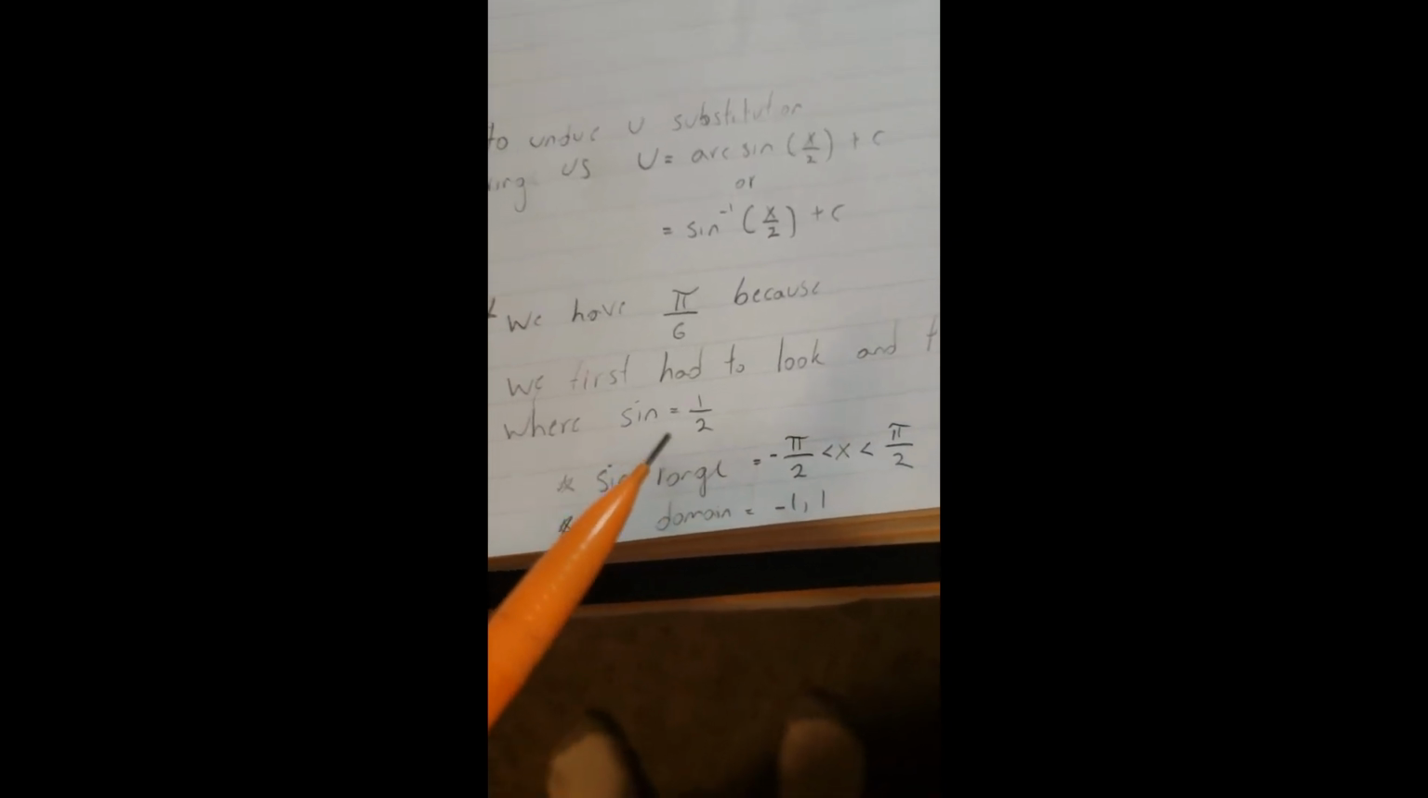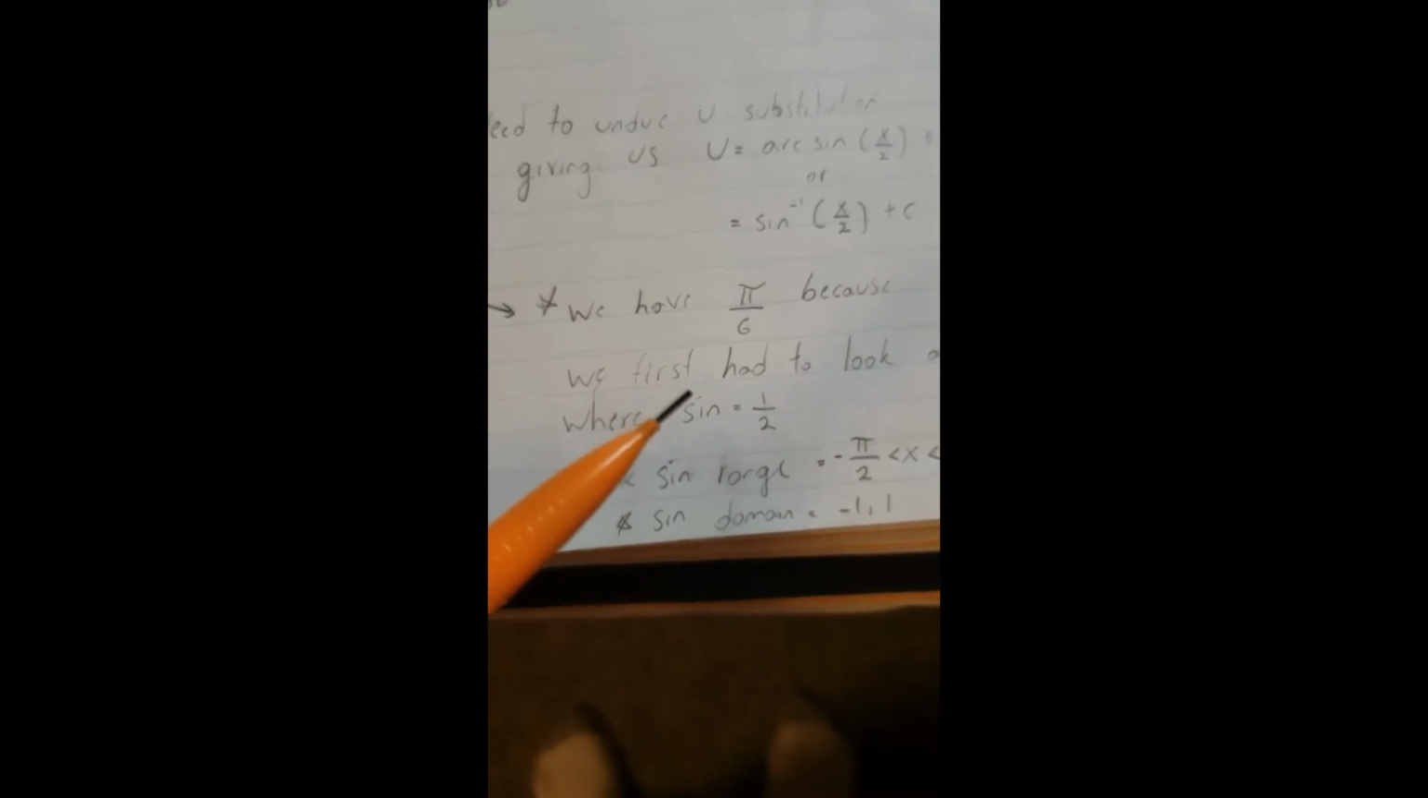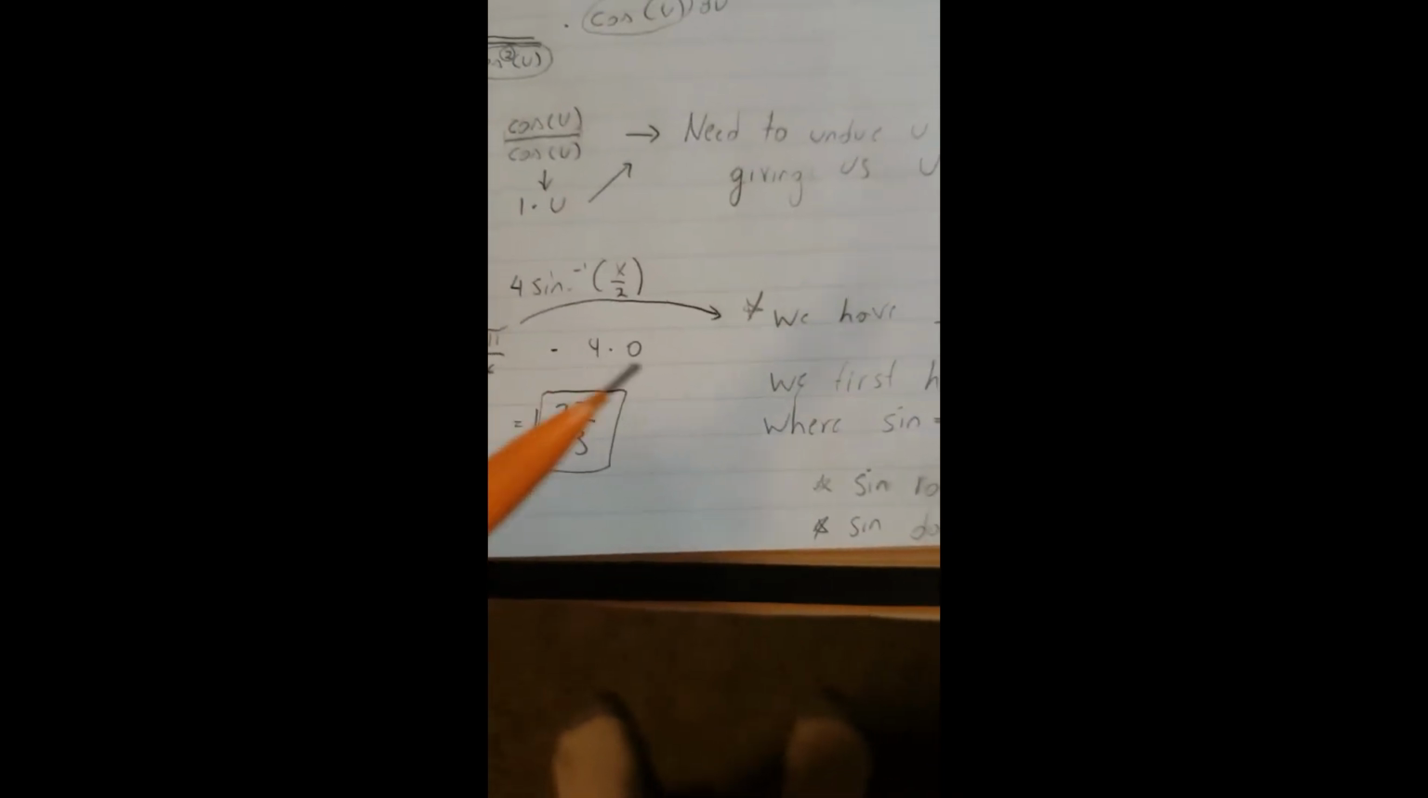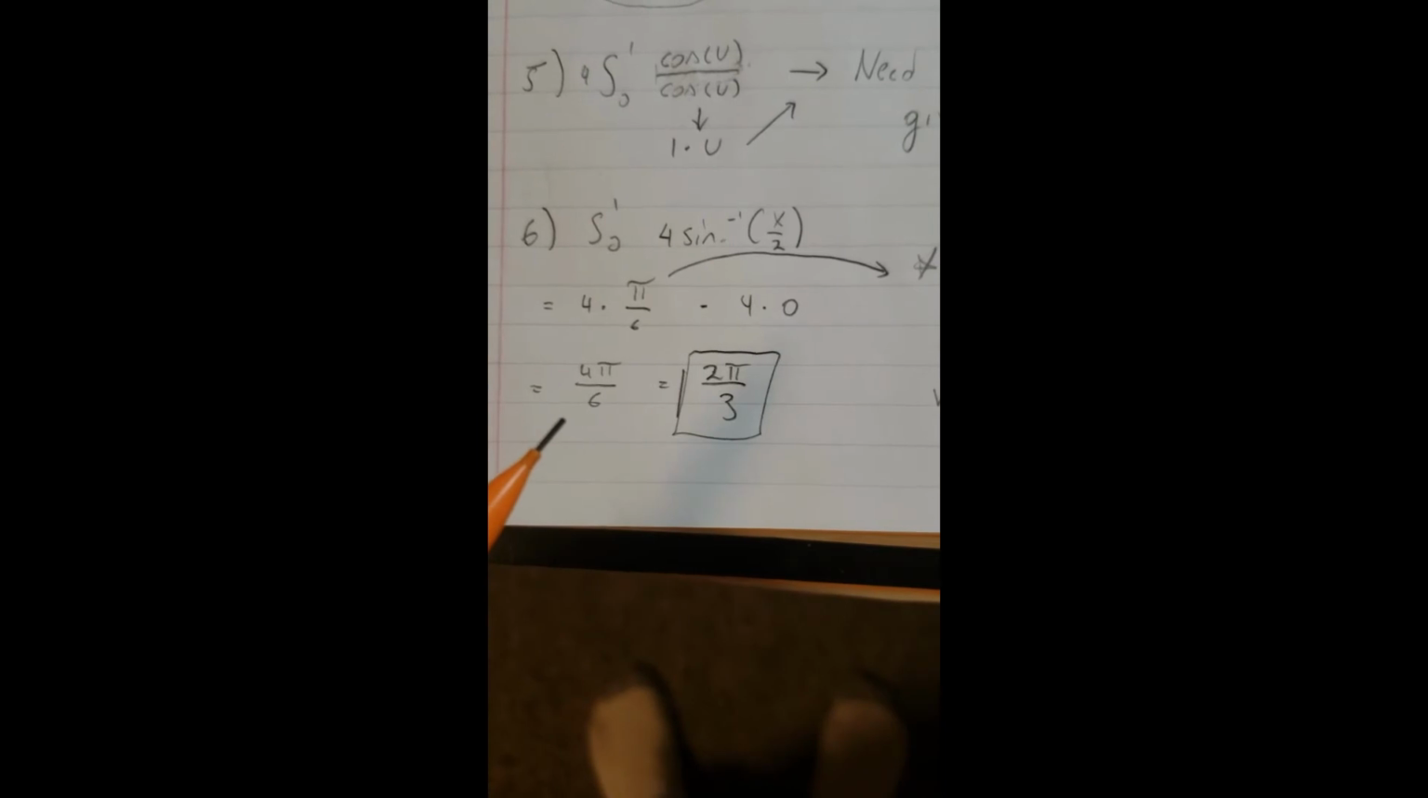And on the graph, to stay within the boundaries of the range between negative pi over 2 and pi over 2, the only possible outcome once we're trying to figure out arc sine of 1/2 is pi over 6. So that's how I got pi over 6. And then we have 4 times pi over 6. And then once you plug in 0, it's 4 times 0. And then as you simplify, it's 4 times pi over 6 equals 2 pi over 3.